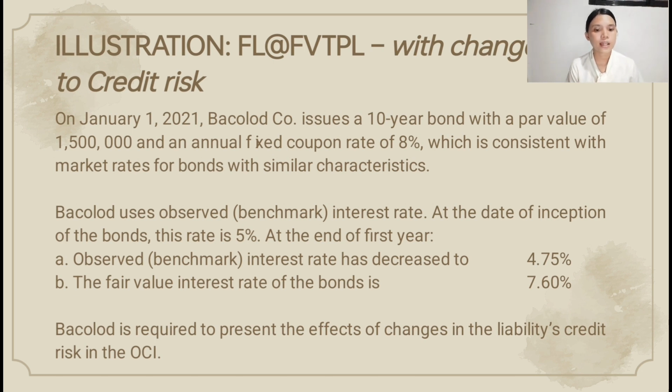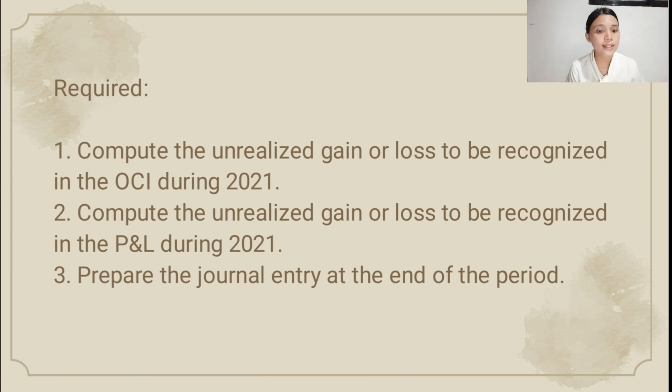Bacolod is required to present the effects of changes in the liability's credit risk in the OCI or other comprehensive income. So we are required to compute first the unrealized gain or loss to be recognized in the other comprehensive income during 2021, and second, compute the unrealized gain or loss to be recognized in the profit or loss during 2021, and last, prepare journal entries at the end of the period. For the first requirement, we're going to compute the unrealized gain or loss to be recognized in the OCI or other comprehensive income during 2021.